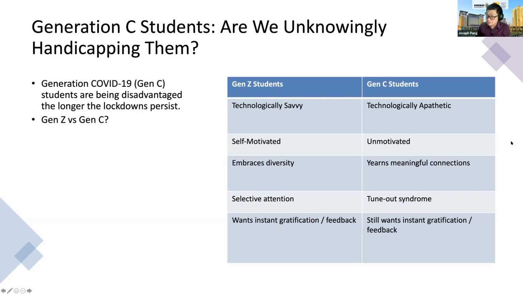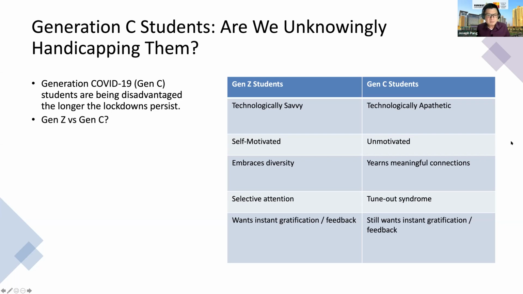Last time, Generation Z students embraced diversity, but now Generation C students, because we're so disconnected from each other, we cannot hang out, we yearn for meaningful connections. No longer is texting enough. Video calling can only engage you for so long. So students now yearn for meaningful connections. They want to talk deeply, face to face with their friends, have fun with their friends, with the teachers, but they're not getting that.